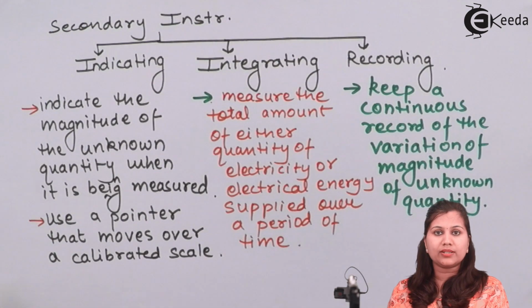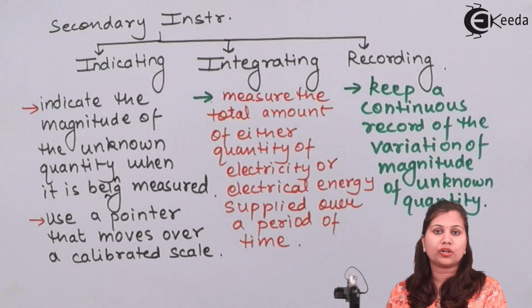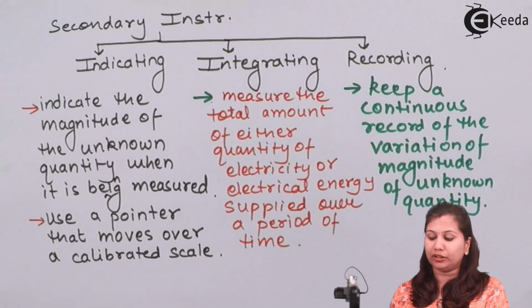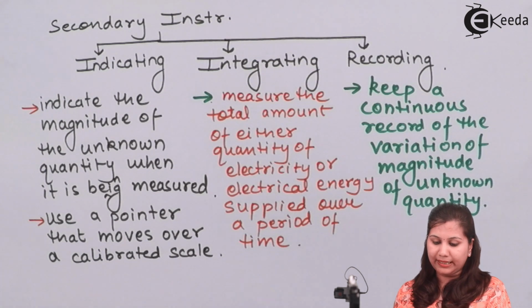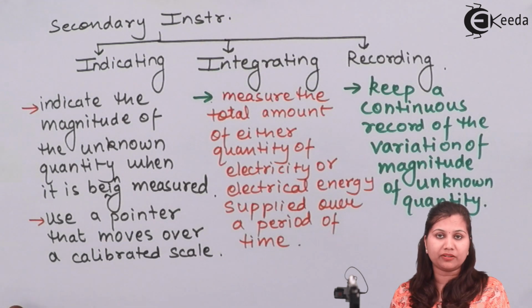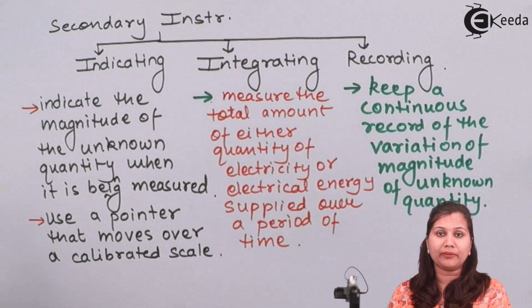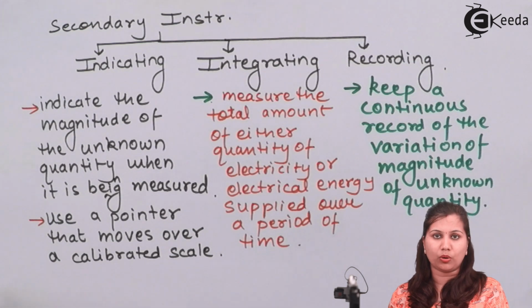So the recording instruments keep a continuous record of the variations in the magnitude of the unknown quantity. For example, we have recording instruments like the recording voltmeter, or the instruments in which paper is used on which a continuous record is taken.